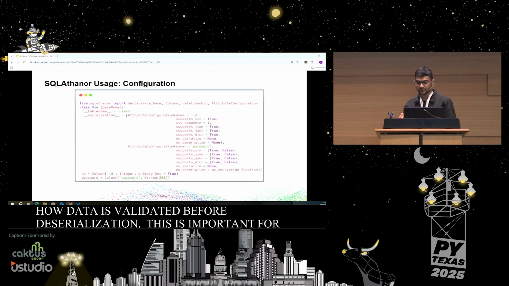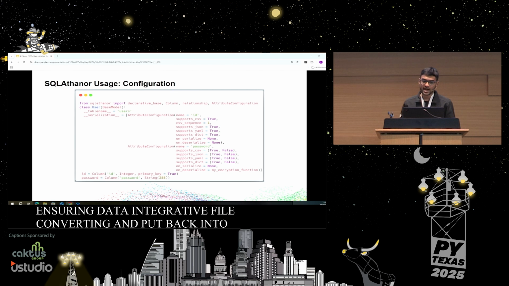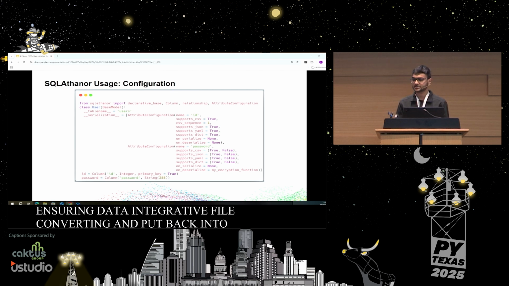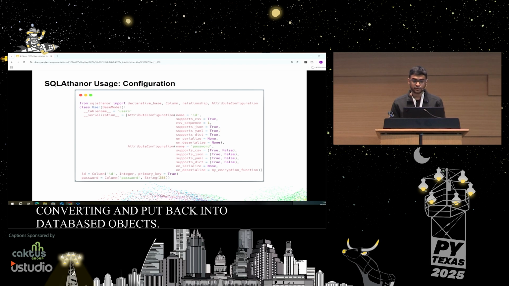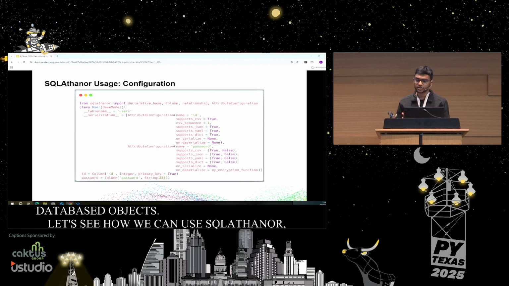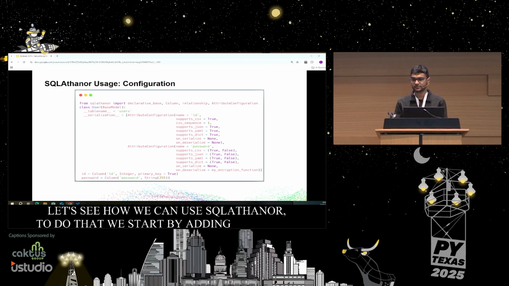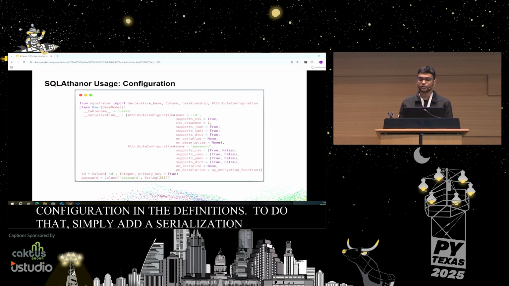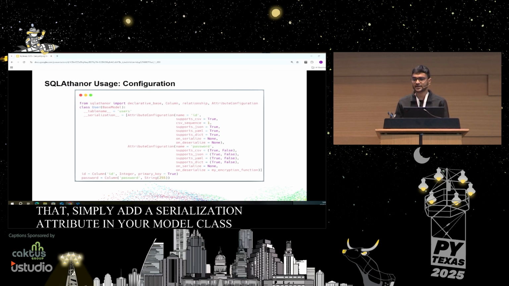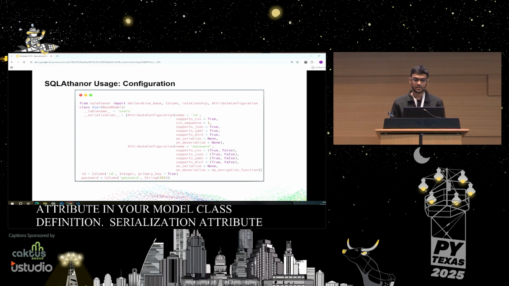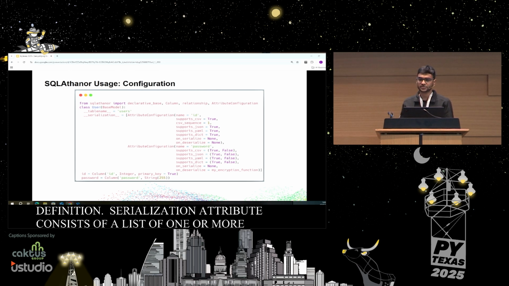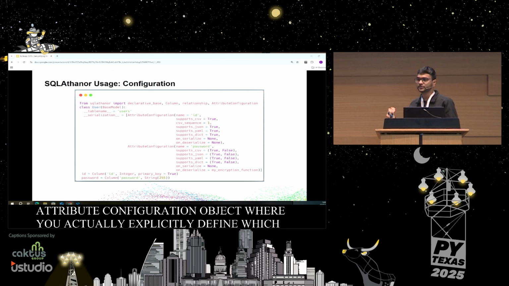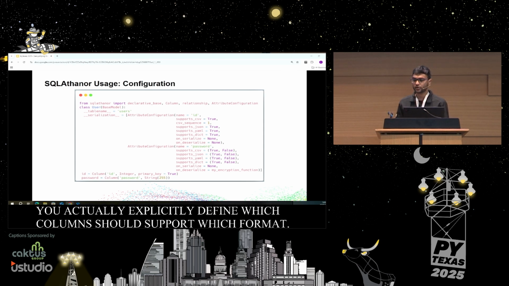Let's see how we can use SQLAthanor. To do that, we start by adding configuration in SQLAlchemy model class definitions. Simply add a serialization attribute in your model class definition. The serialization attribute consists of a list of one or more attribute configuration objects where you actually explicitly define which columns should support which format. You can even define things like what function needs to be called on serialize or on deserialize.